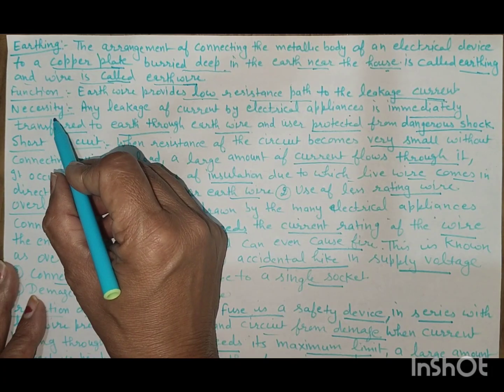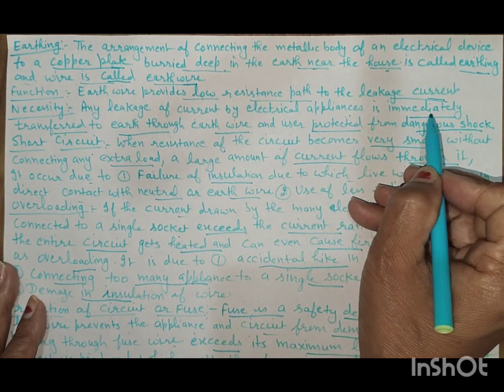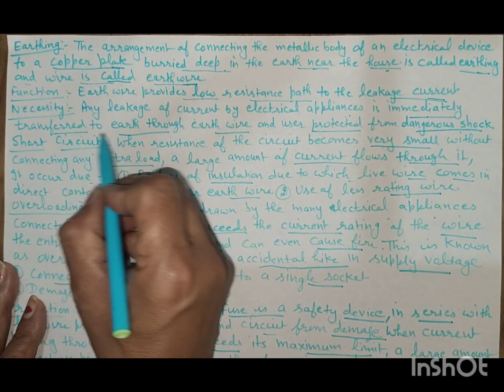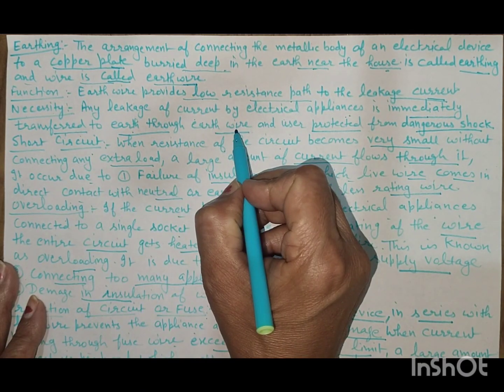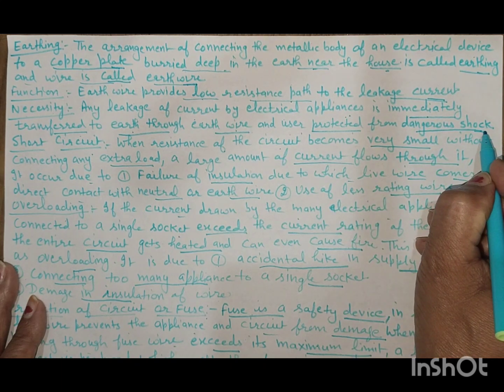What is the necessity of earthing? Any leakage of current by the electrical appliance is immediately transferred to the earth through the earth wire, and the user or person is protected from dangerous shock.